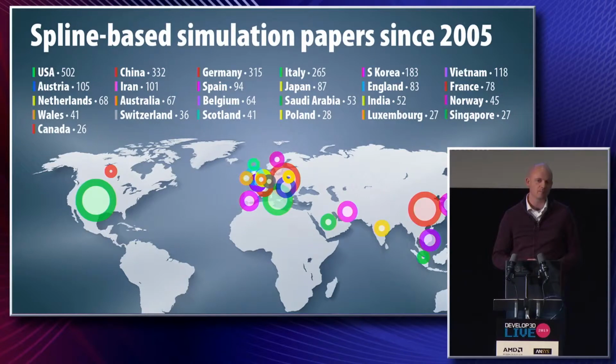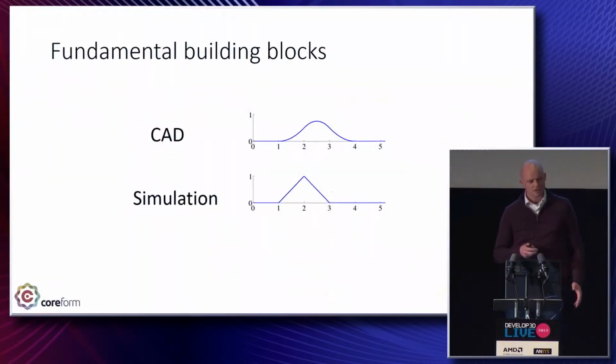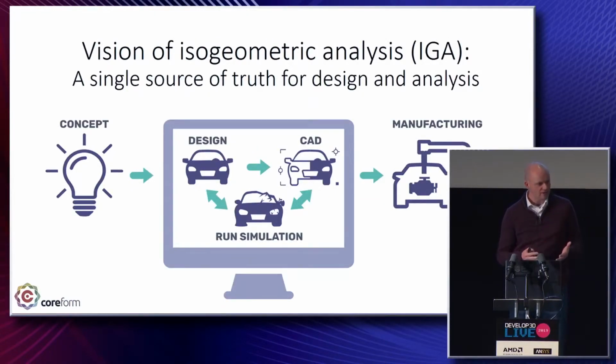They're joined by a young army of mathematicians and geometers and analysts who are all on this quest to develop what they call isogeometric analysis, or coming up with a geometry definition that's suitable for both simulation and CAD. So just as a frame of reference before you continue on, CAD, the fundamental building block, is a smooth spline, whereas simulation, it's more of a faceted element. And this vision of isogeometric analysis is a single source of truth for both design and analysis.